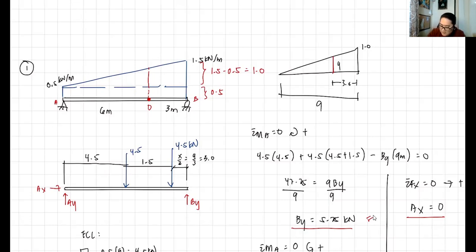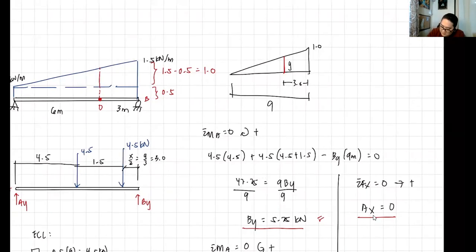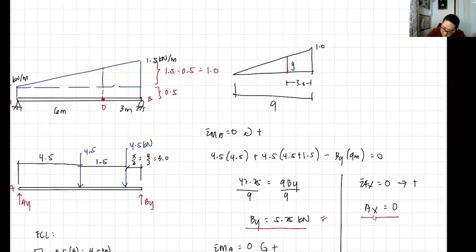So, hanapin natin si Y. Okay? So ibig sabihin ito ay 6.0, no? So, Y over 6 is equals to sa total natin na 1.0 over 9. So, cross multiply lang natin yung 6 doon. This will be 6 times 1 over 9. That is 2/3, no? Ibig sabihin 2/3 kilonewton per meter yung kanyang value.